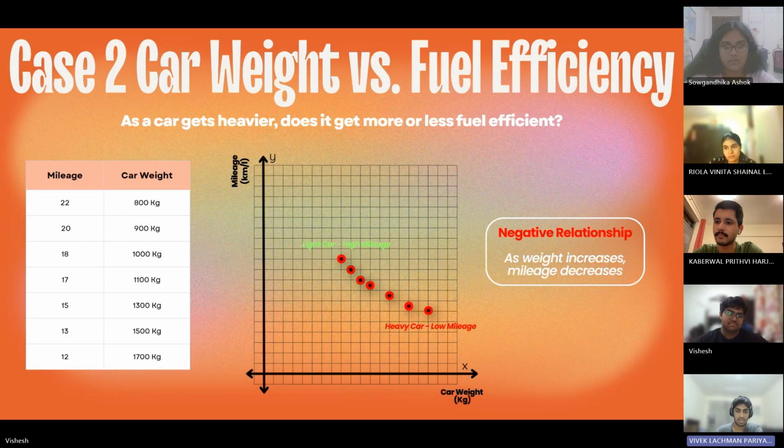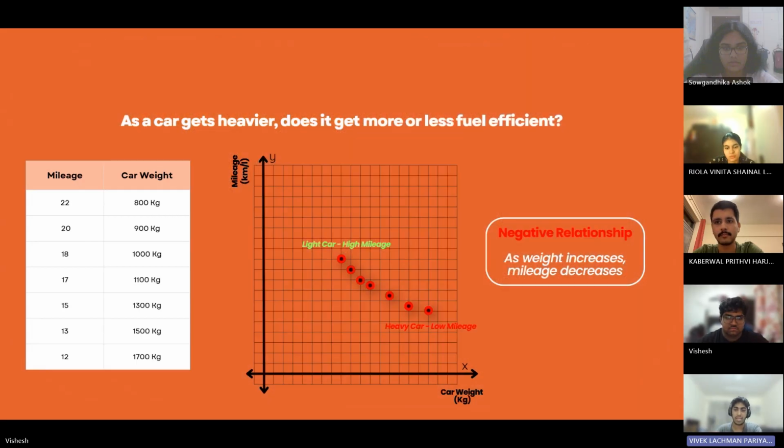Here are 7 cars. Every time the weight goes up, the mileage goes down. The line goes from top left down to the bottom right. It has the same idea as Prithvi's, but it shows a negative relationship. Let's do the math, finding m and c. We are using the same steps, but with bigger numbers.